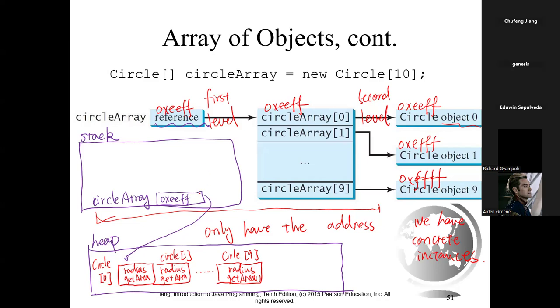So that's it. This is the first referencing. And for each one, it's referencing to the concrete circle itself. So that is how this line of code can be visualized in the memory.